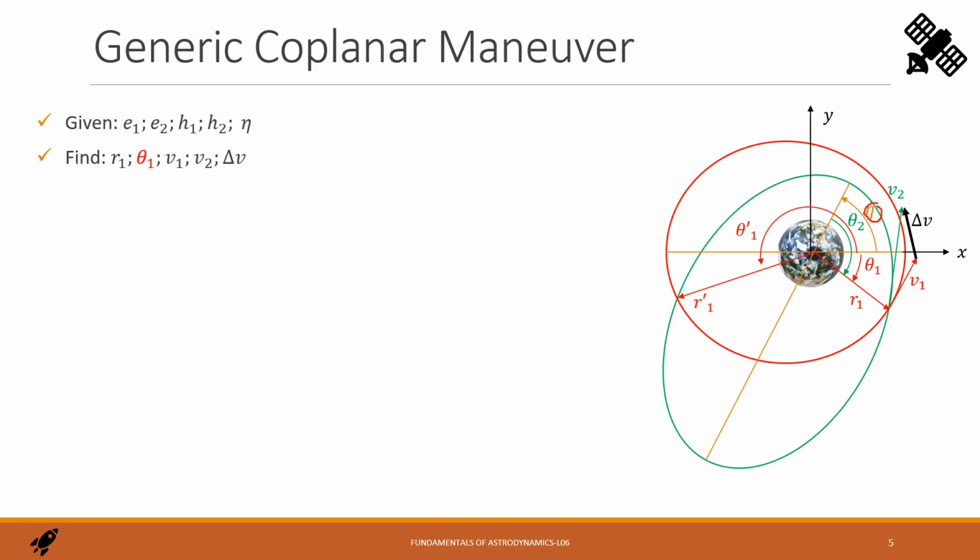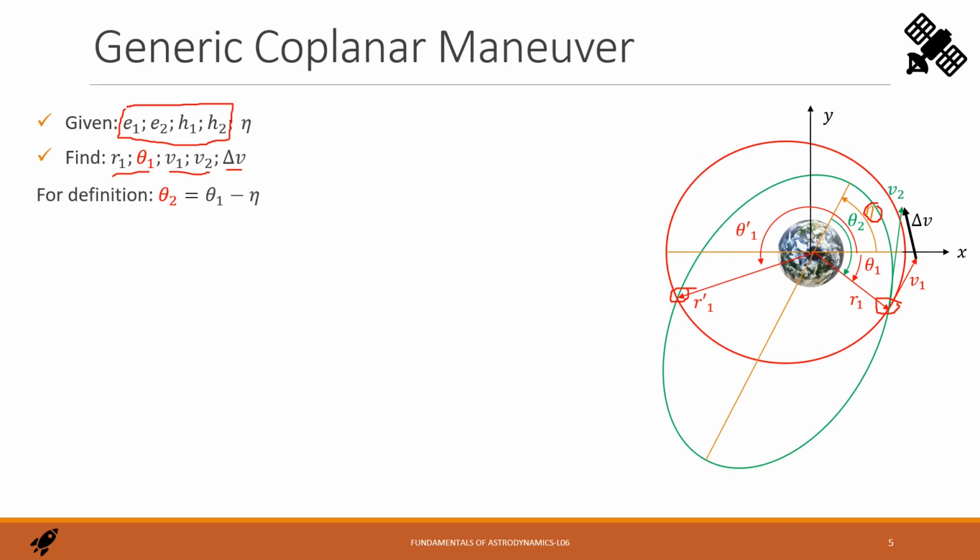When the orientation is known, there remain only two parameters each orbit. We choose here the angular momentum and the eccentricity of each orbit. Task is to find the position of the intersection, also radius and angle theta, the two velocities, and the delta v. Actually, there are two intersection points, and we need to find both.